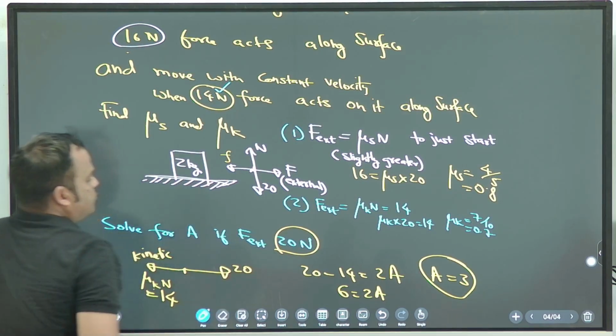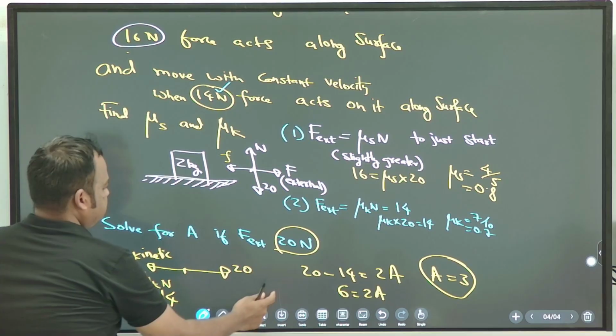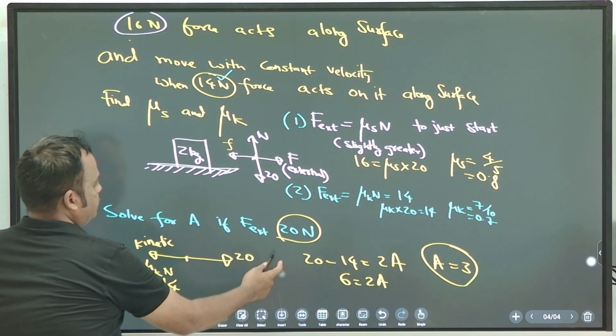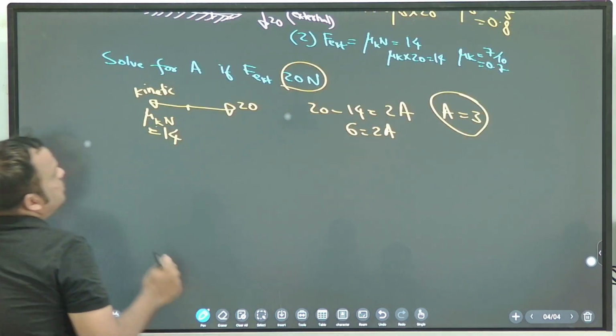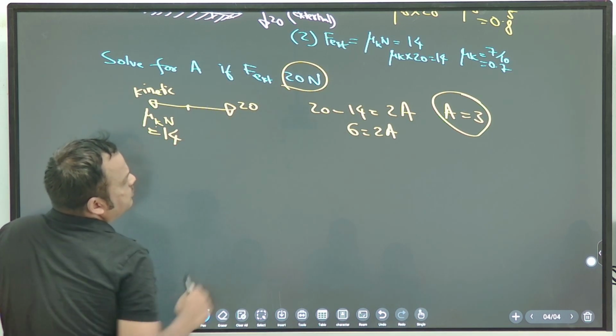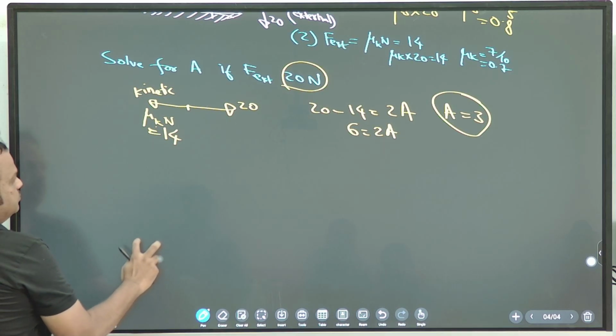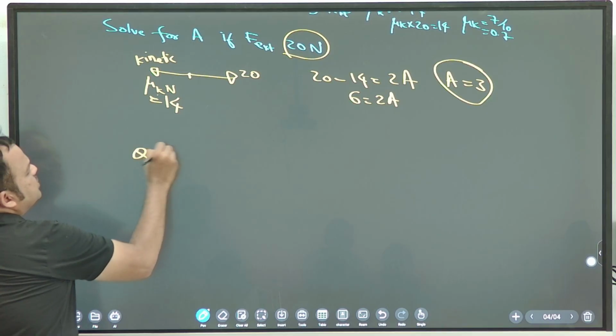Okay, so 20 Newton. Understood? So kinetic friction is 14. So 20 minus 14 is equal to ma. Okay, fine. Now next question you solve.